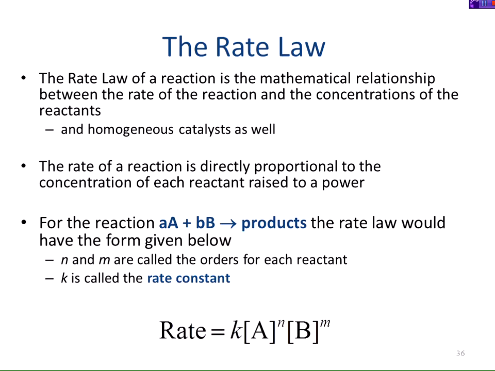The rate of a reaction is directly proportional to the concentration of each reactant raised to a certain power. For the reaction where A plus B goes to products, the rate law would have the form given below, where rate equals a constant k, which is lowercase, so this is our rate constant, times the concentration of one of our reactants A raised to some power n, and the other reactant raised to some power m, where n and m are called the orders for each reactant. So these exponents here represent the order of the reaction.